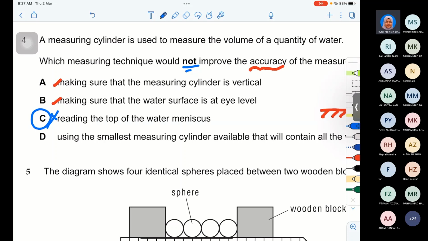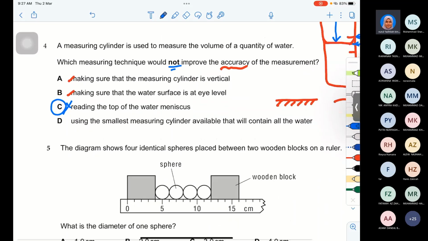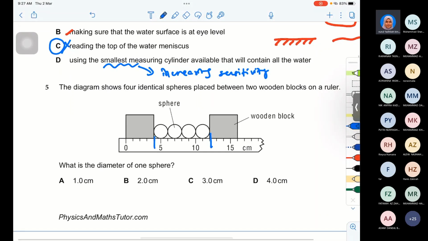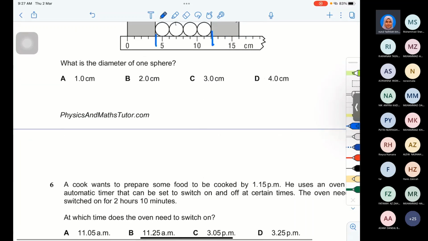Using the smallest measuring cylinder available that will contain all the water. What does this mean? That means we are increasing the sensitivity of the instrument. Okay, number 5. The diagram shows 4 identical spheres placed between 2 wooden blocks on a ruler. This is another easy question. You just subtract these two values.